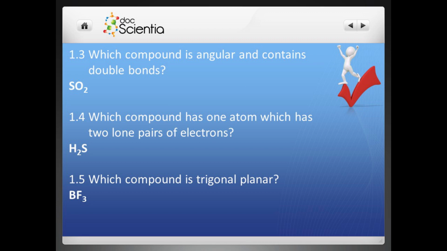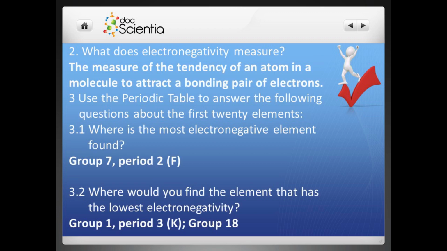1.3, which compound is angular and contains double bonds? It would be SO2. Which compound has one atom which has two lone pairs of electrons? H2S. Which compound is trigonal planar? That would be BF3. Number 2, what does electronegativity measure? It measures the tendency of an atom in a molecule to attract a bonding pair of electrons.